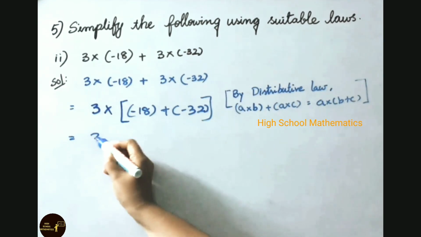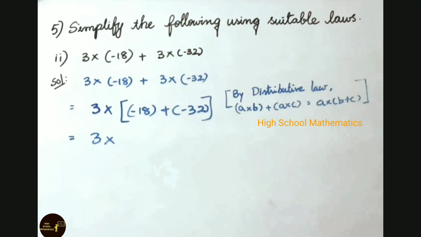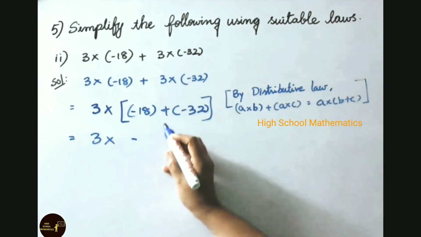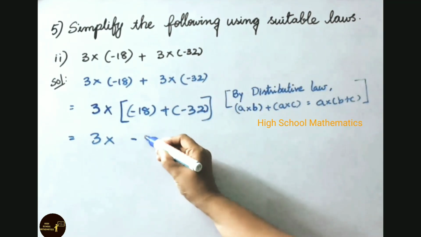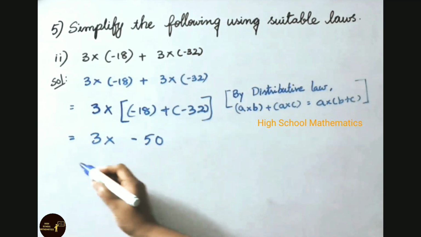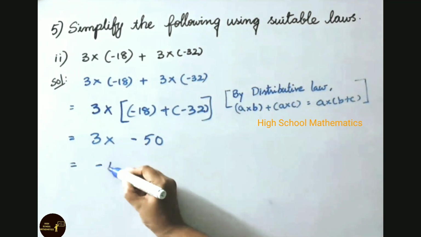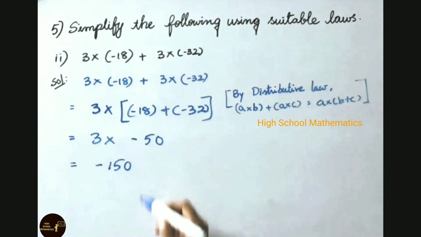That equals 3 into, both have the same sign, so the answer is negative. Keep minus, then add 18 plus 32, that is 50. Now we have to multiply 3 into minus 50. Both have opposite signs, so the answer is a negative integer. So keep minus, then multiply 3 into 50, that is 150. Therefore the answer is minus 150.